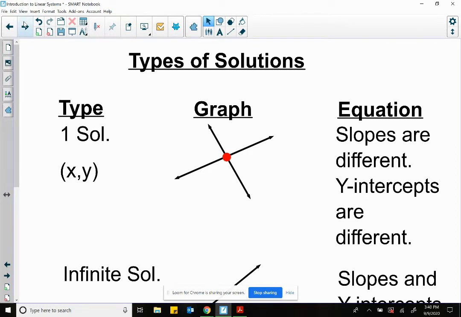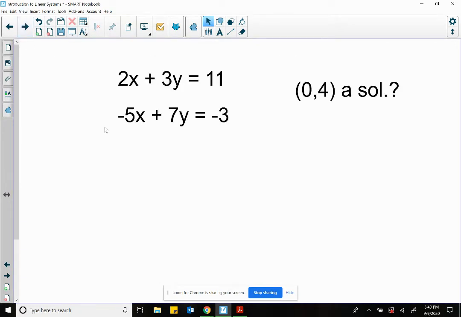I got one more problem right here. So if I have a system like 2x plus 3y equal to 11, and negative 5x plus 7y equal to negative 3, how do I know if (0, 4) is a solution?